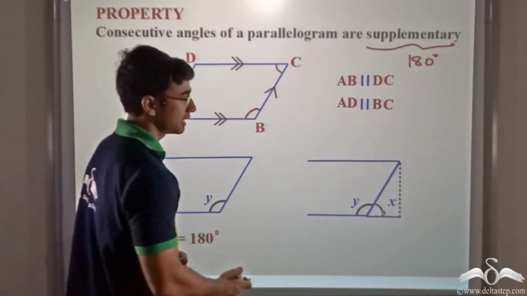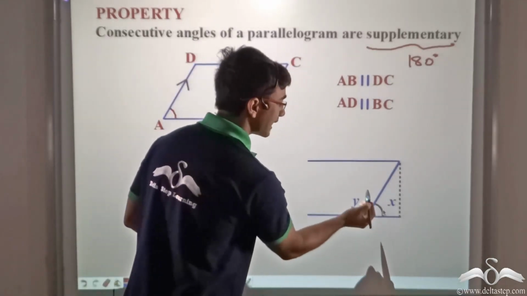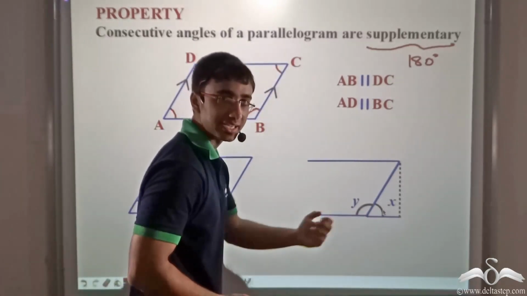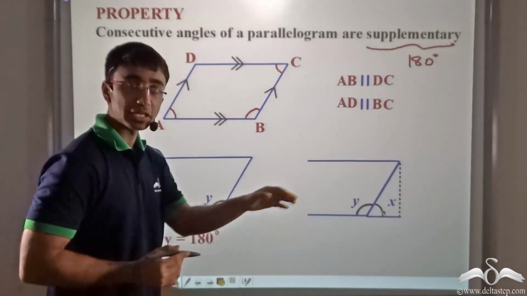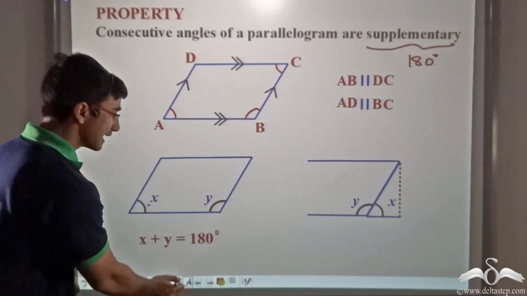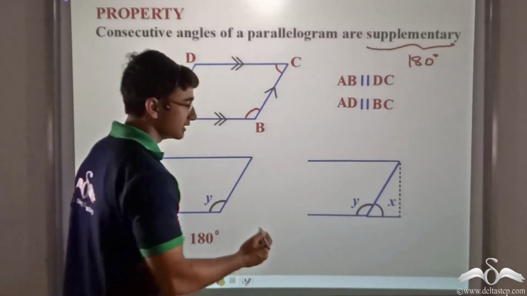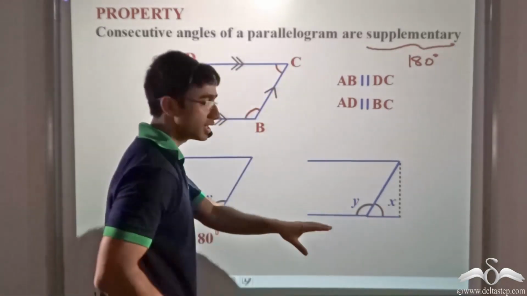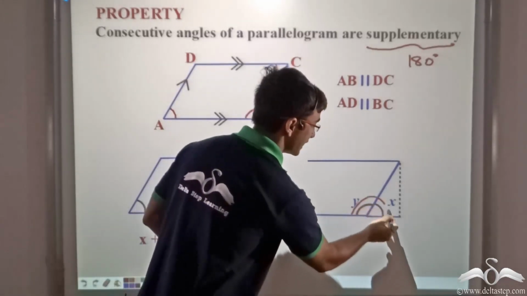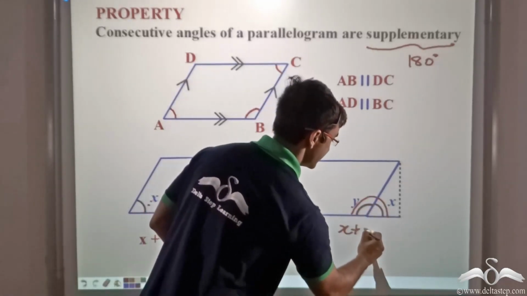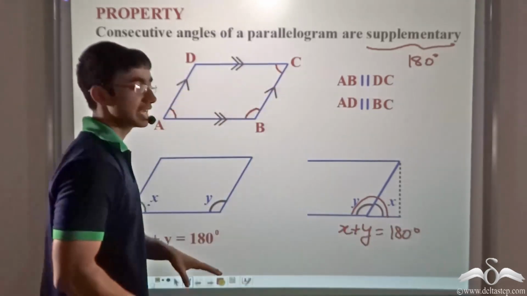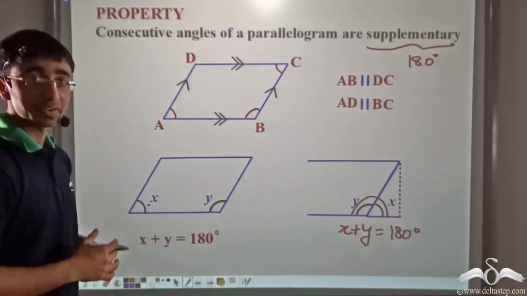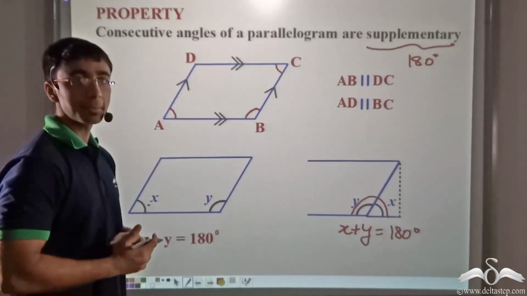Now as you can see, angle X and angle Y lie on a straight line, or in other words, they form a linear pair of angles. So since angle X and angle Y are a linear pair of angles, or in other words, they lie on a straight line, we can say easily that X plus Y is equal to 180 degrees. Now let us find out how we can prove this property mathematically.